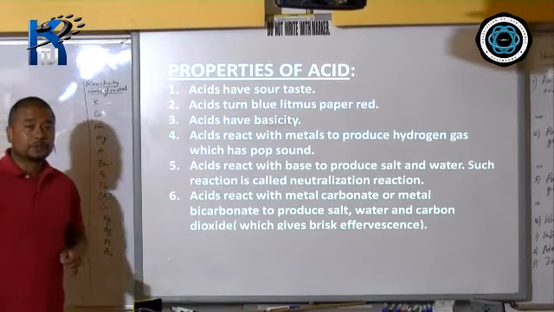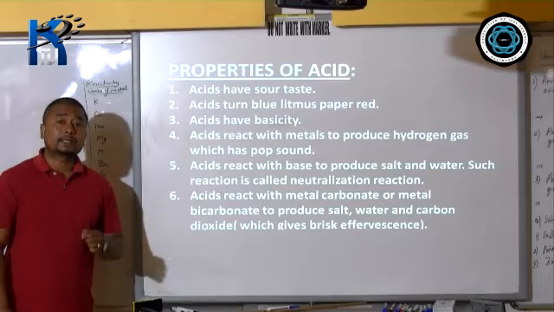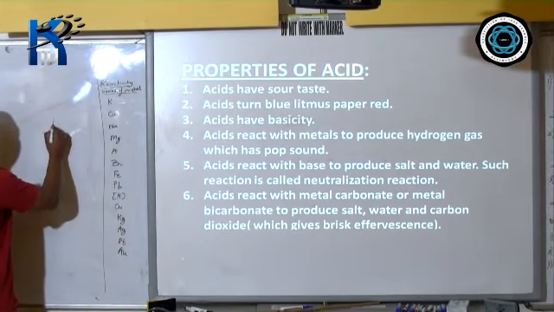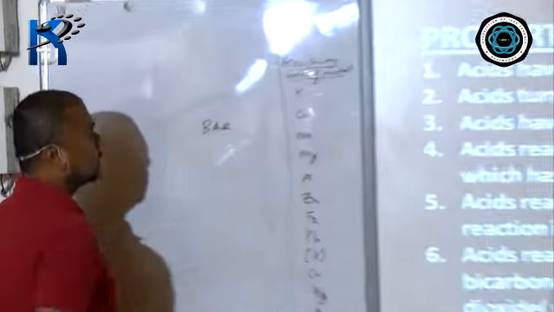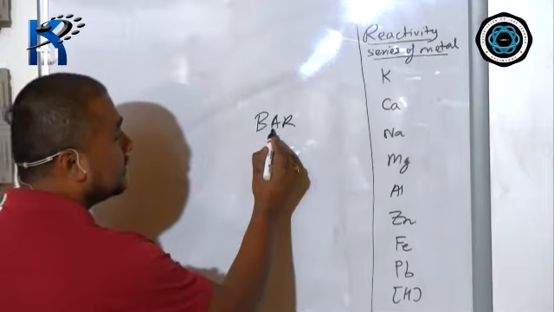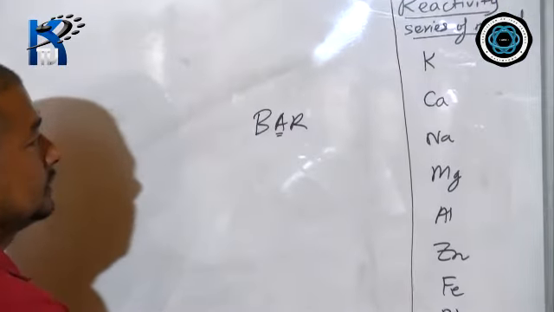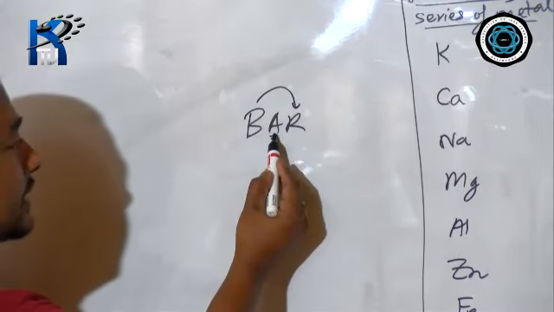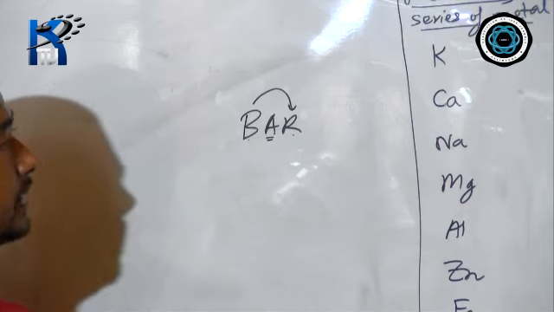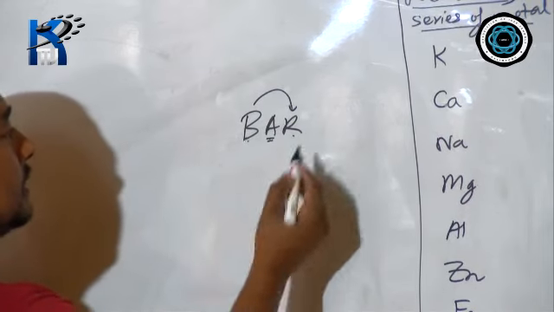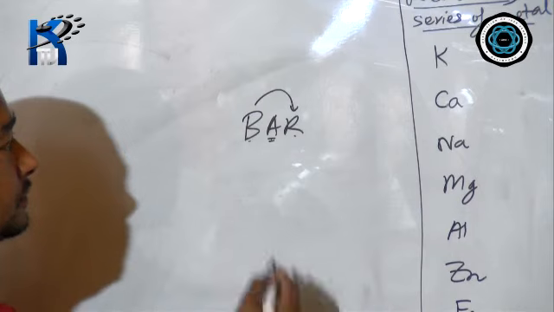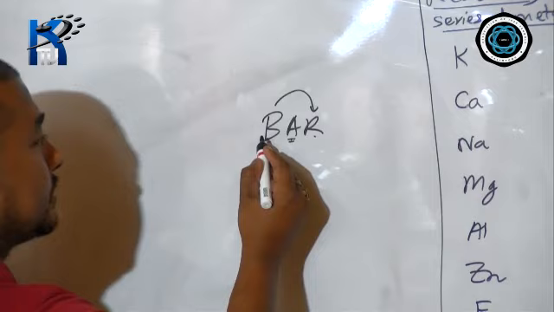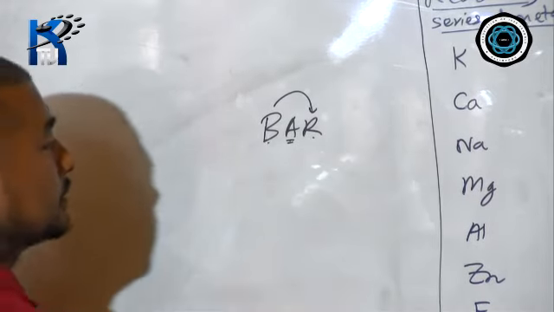And base turns the opposite, red to blue. But many students have confusion in this, red to blue, blue to red. So remember this word from today, BAR, bar. Here, this A stands for acid, blue to red. So always remember, acid turns blue litmus paper red. So if acid turns blue litmus paper red, then the base turns red to blue, the opposite. So if you remember BAR, you remember that acid turns blue to red, and make it opposite, that becomes for base.